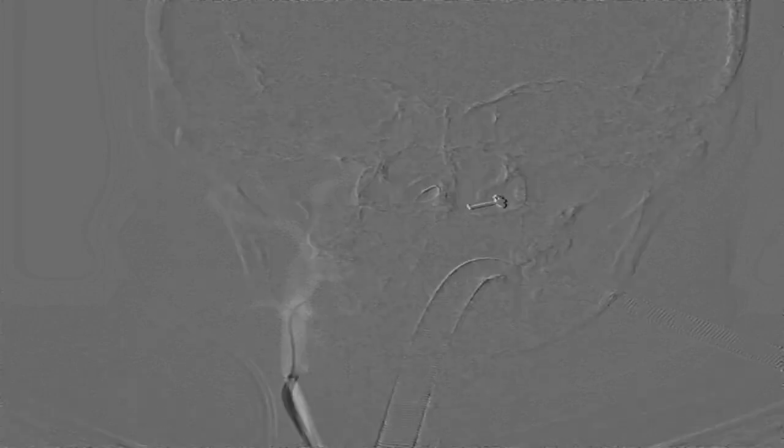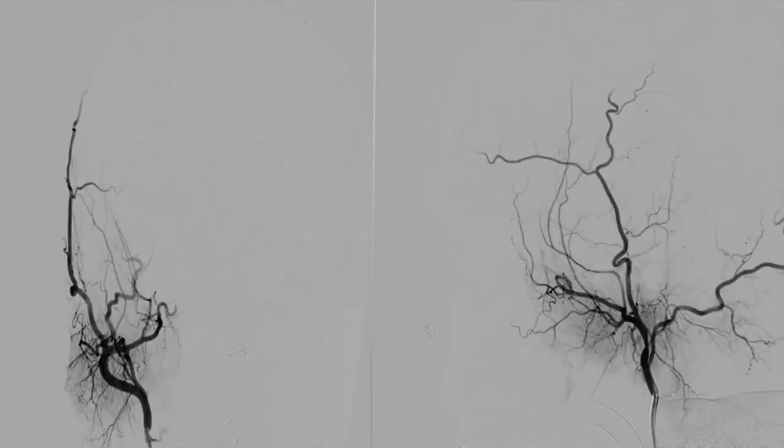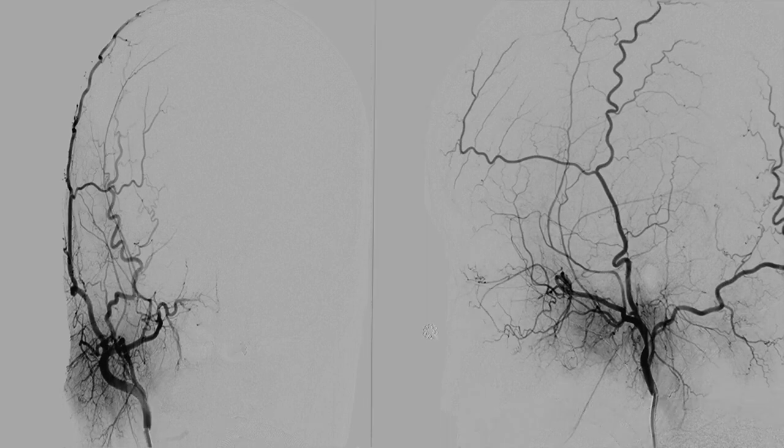For the external carotid artery, we withdraw our catheter in the common carotid artery. Again, take DSA of the common carotid artery for roadmap. With the help of roadmap, we advance the catheter over the wire in the external carotid artery and take biplane DSA of the external carotid artery.